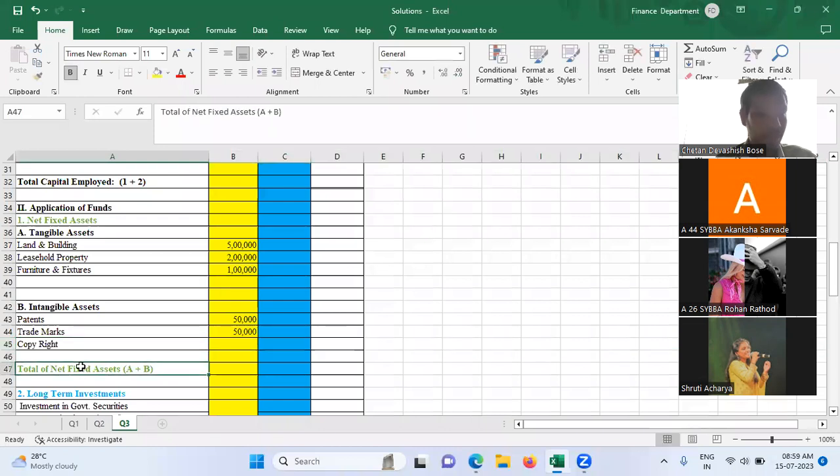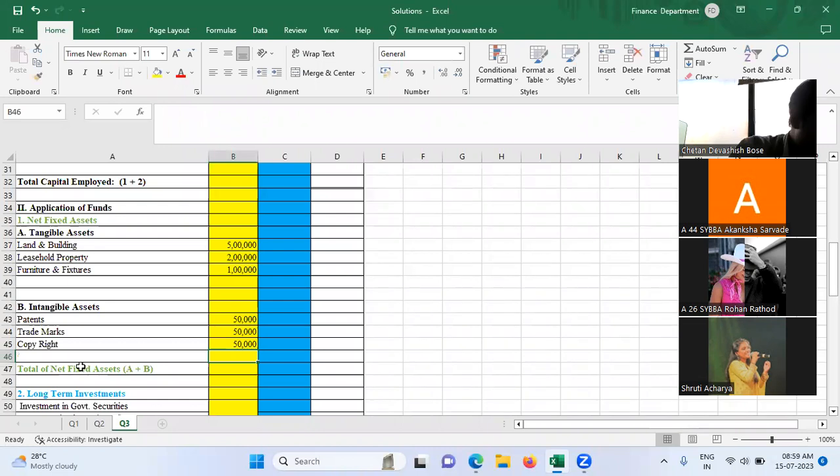Now, we were talking about copyright, and the amount for the copyright given in the question is 50,000 rupees. All right. Now, moving to the next part of the question, we are done with the land and building, leasehold property, furniture and fixtures, patent, copyright, trademark.